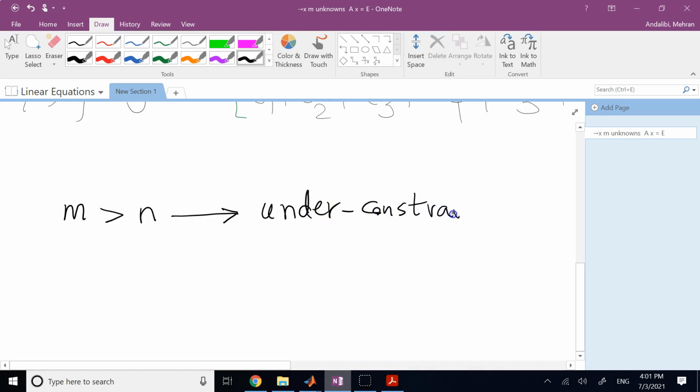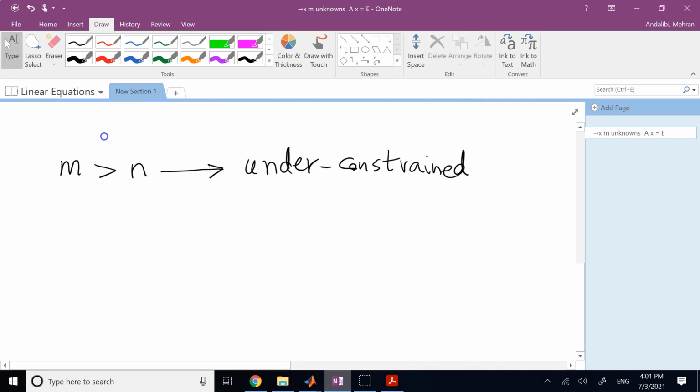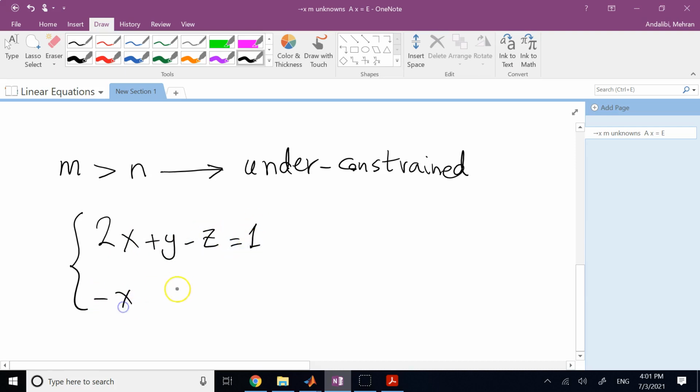Now what? Now, can you get anything? Okay, more unknowns than equations. So let's say here you have something like, for example, 2x plus y minus z equals 1, and then negative x plus 3y plus z is equal to 4. Okay, so here you have two equations, three unknowns.